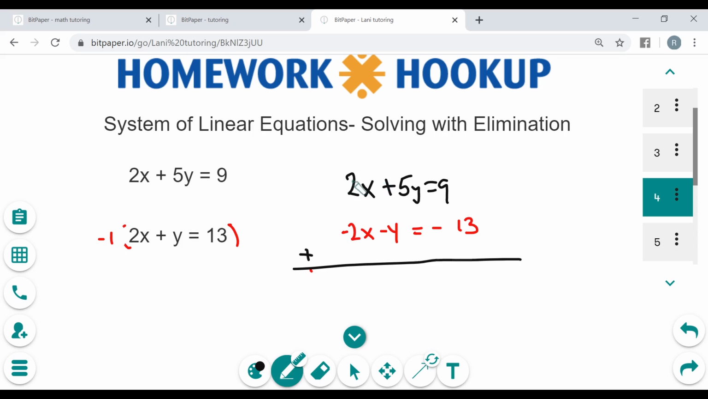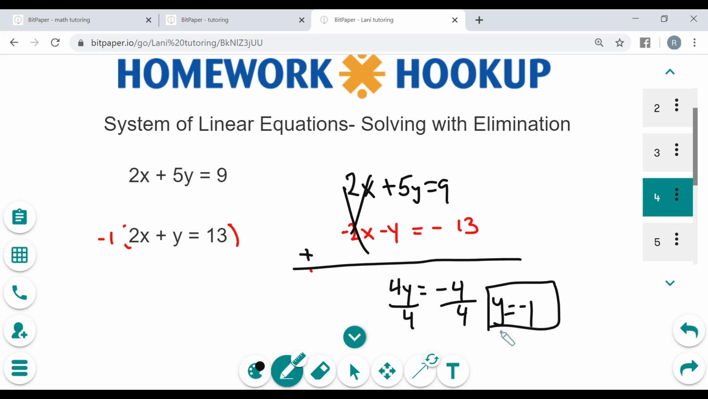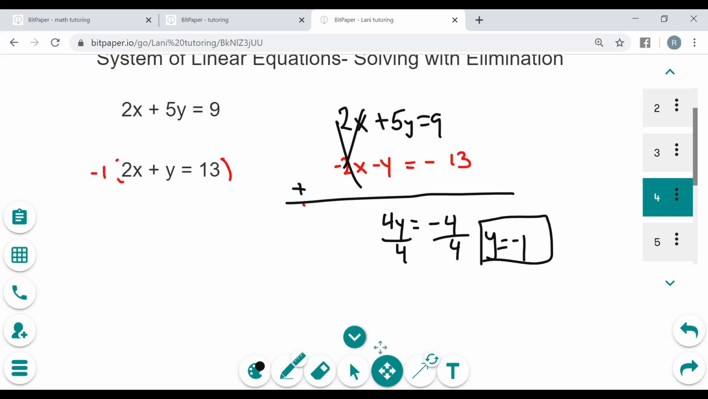As you can see, just like I said, the two x's are going to cancel. So we have no x's now. Now we have 5y minus a y, which gives us 4y. And then we have 9 minus 13, which is -4. Now all we have to do is solve for y. If we divide both sides by 4, we get y is equal to -1. And that is just that simple.